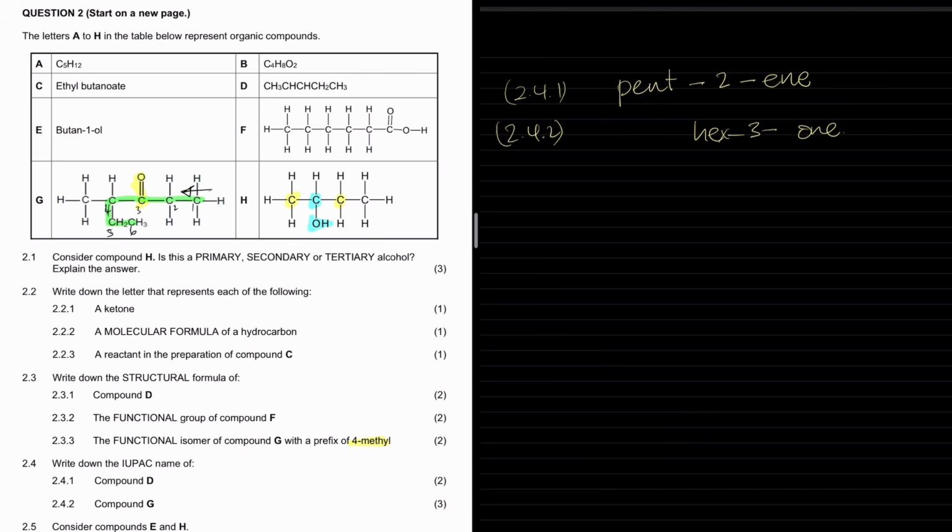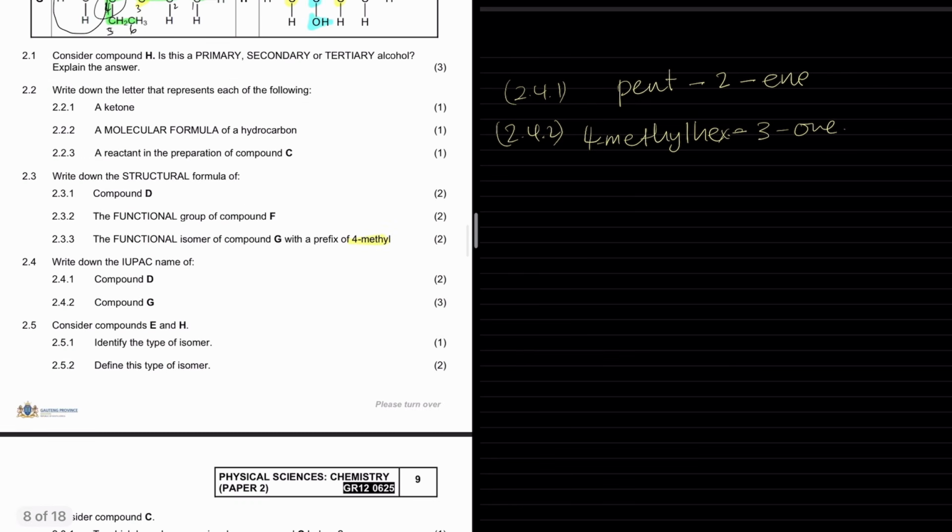And then also, we can't forget about this. There is a methyl group on carbon number 4, so it will be 4-methylhexane-3-one, rather. I think hex-3-one is okay, that's fine. Hex-3-one or hexane-3-one, I don't think it'll be too much of a problem. Let's move on.